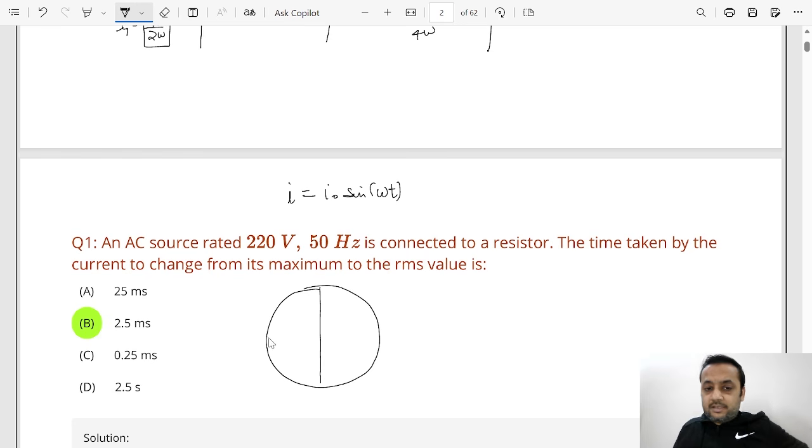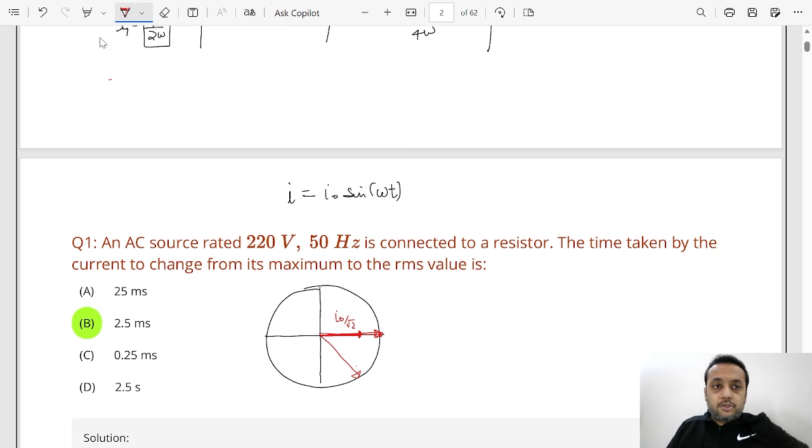In SHM this topic is taught. Right now if I say that the current is at its peak value, I can draw its phasor like this. I naught is the peak value, and when the current acquires the RMS value, I can draw its phasor like this. Look, the RMS value is peak upon root 2, so this value is I naught by root 2.